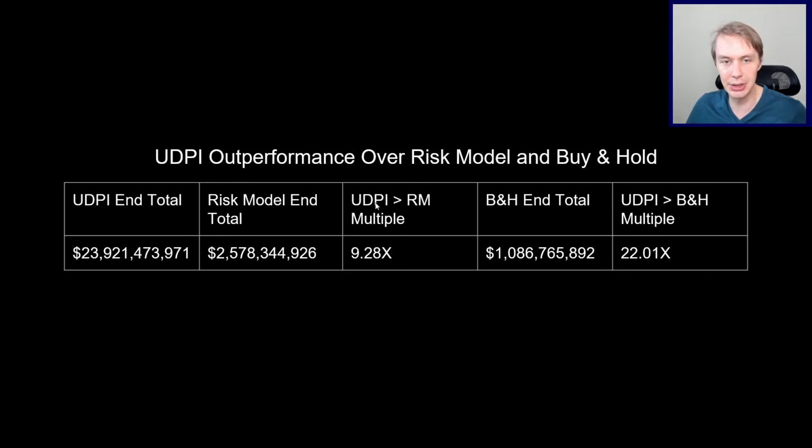And so that's where you can see the UDPI outperformed the risk model by 9.28x. Pretty massive outperformance. And the UDPI outperformed buy and hold by 22.101x, which is quite impressive indeed in my view.